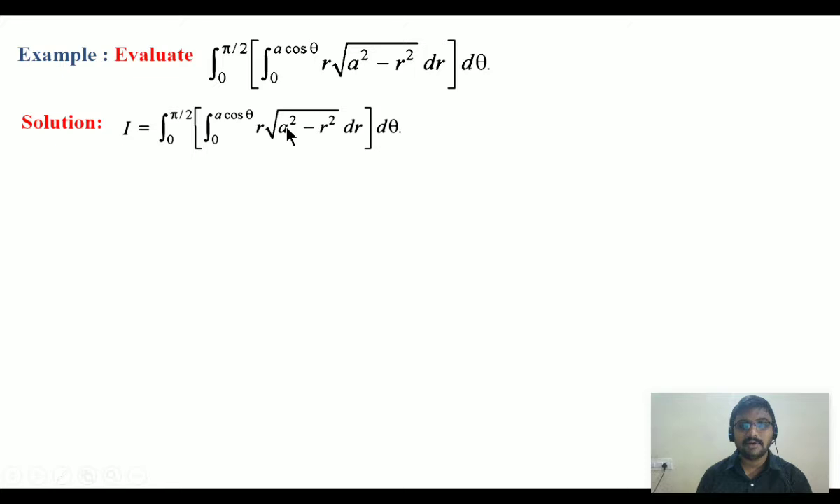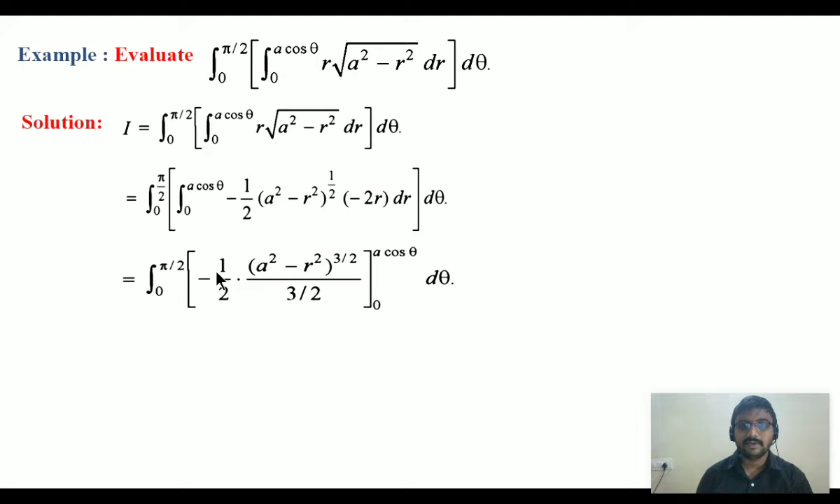So here we will have a square minus r square whole power 1 by 2. But what is the derivative of a square minus r square? Minus 2r. But there is only r here. We just have to multiply with minus 2 and divide with minus 2, so that we can use a known formula: the integral of f of x whole power n into f dash of x dx is f of x whole power n plus 1 by n plus 1. So, multiplying with minus 2 and dividing with minus 2.